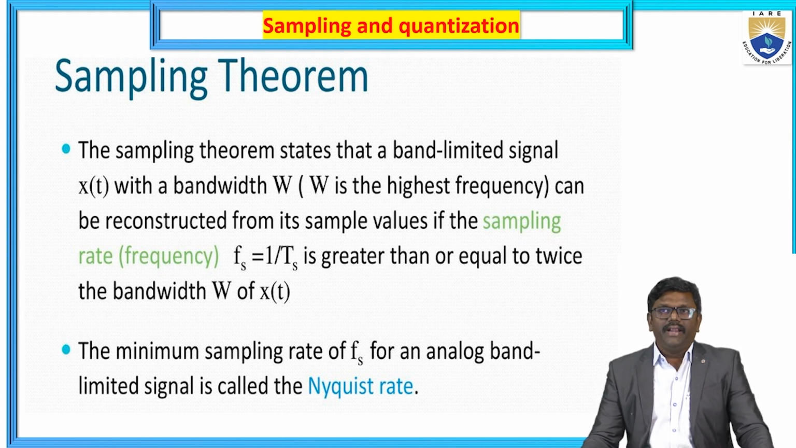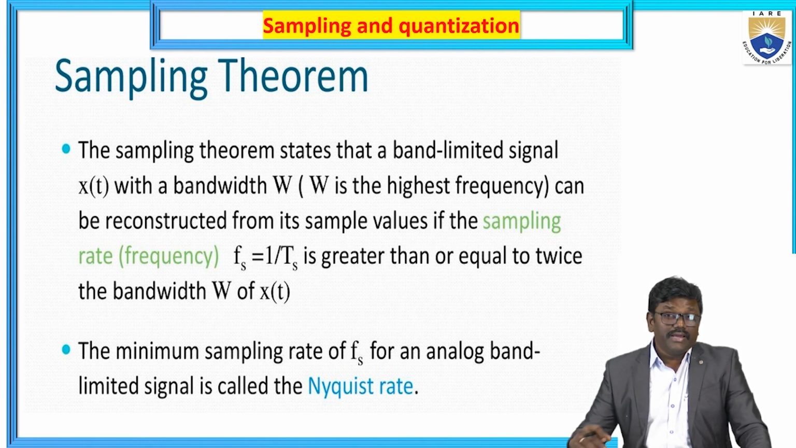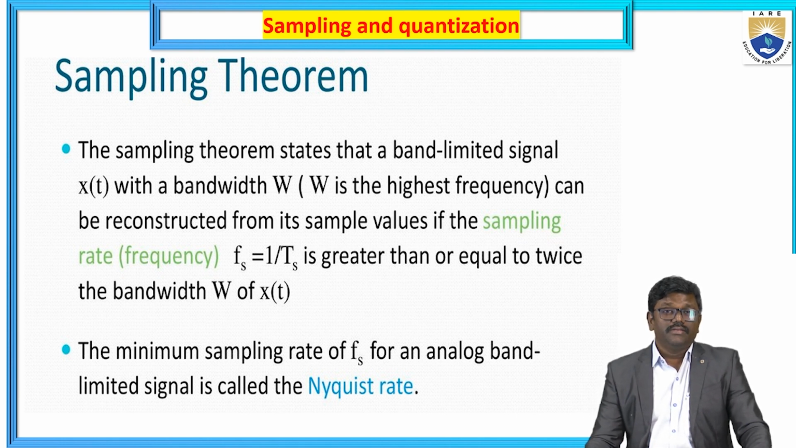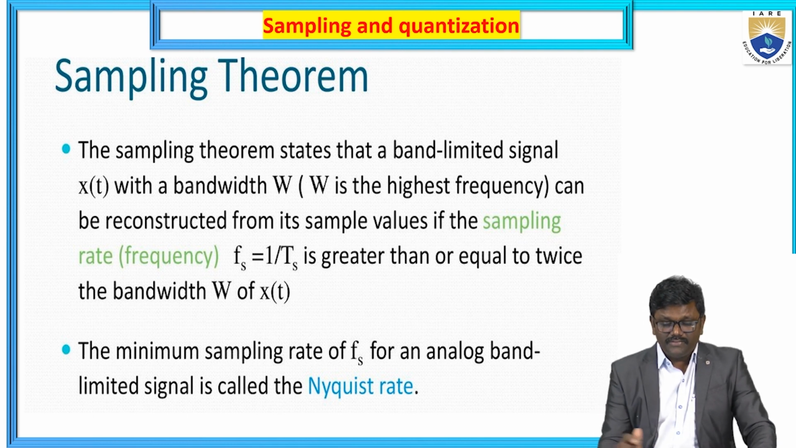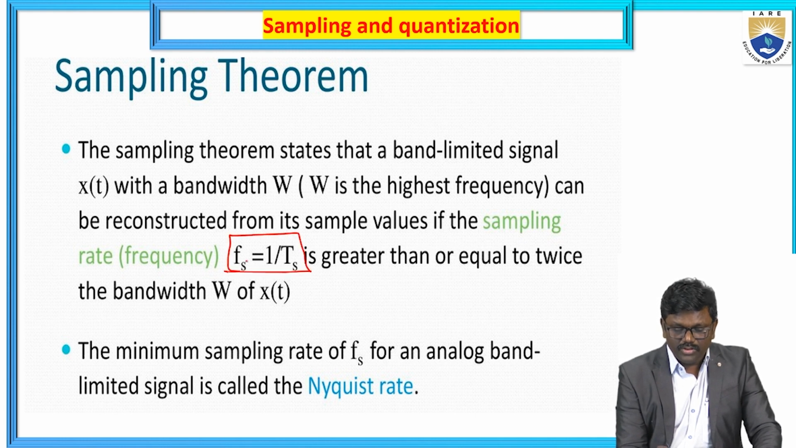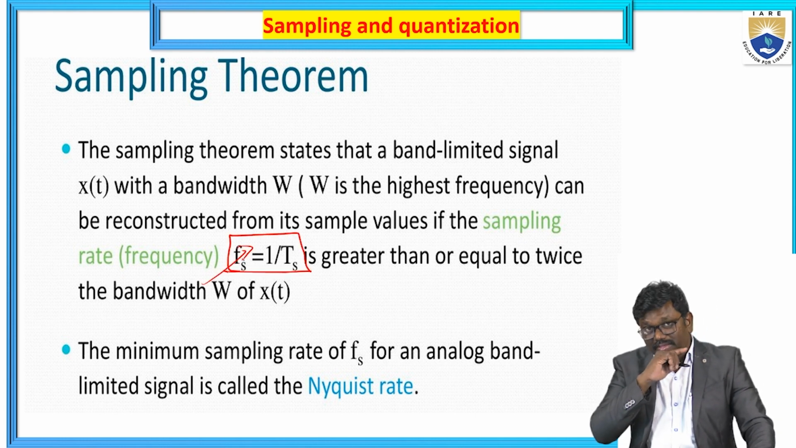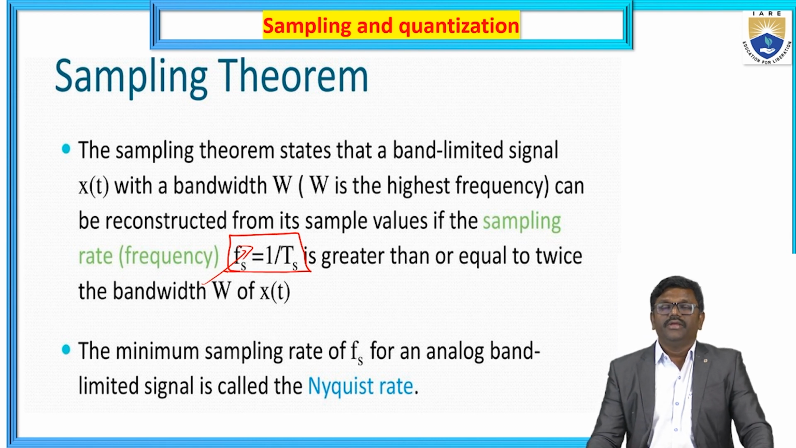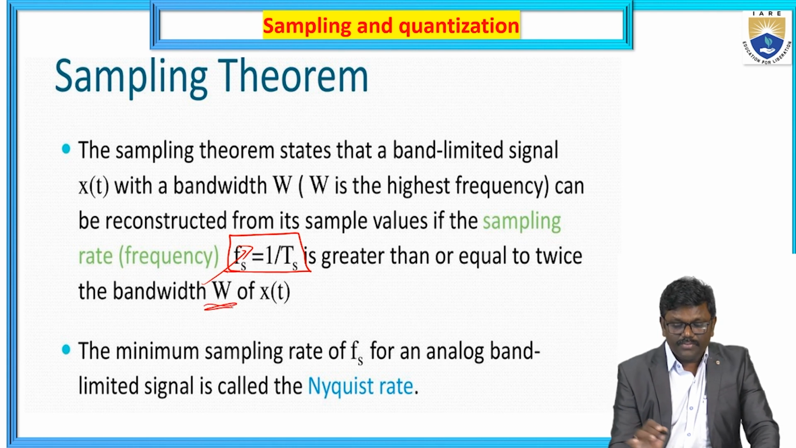It states that a band limited signal x of t with a bandwidth W, what do you mean by W here? The highest frequency value, can be reconstructed from its sample values if the sampling rate, meaning frequency Fs, is equal to 1 by Ts. That is, Fs, what is Fs? Fs is the sampling rate, that is the frequency value, which is greater than or equal to twice the bandwidth of the band limited signal.